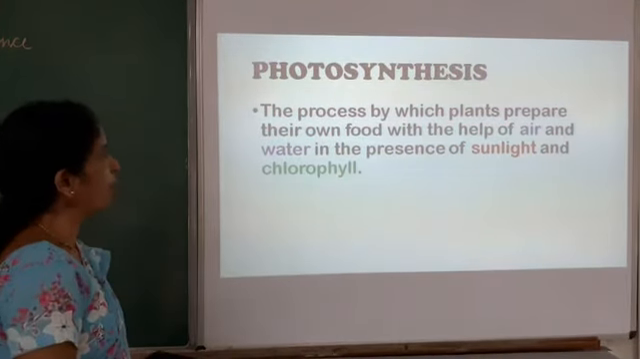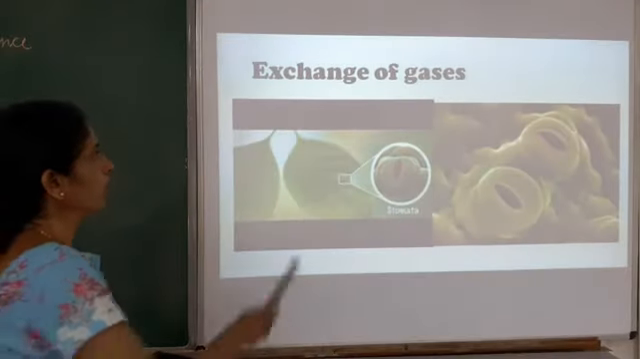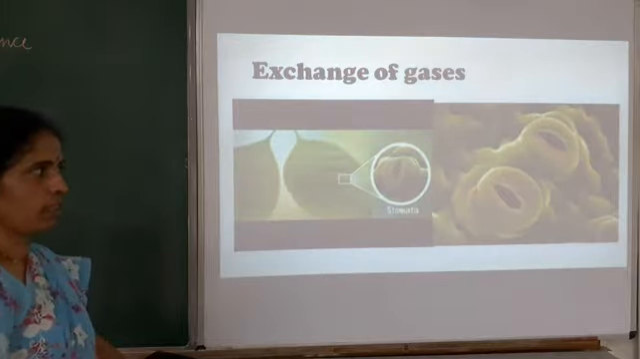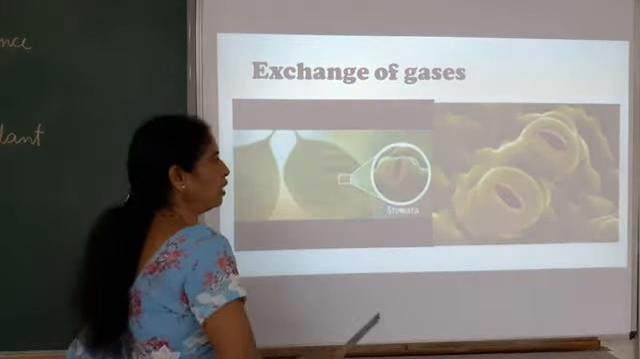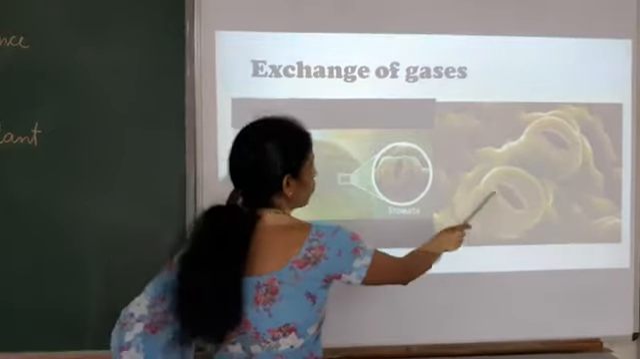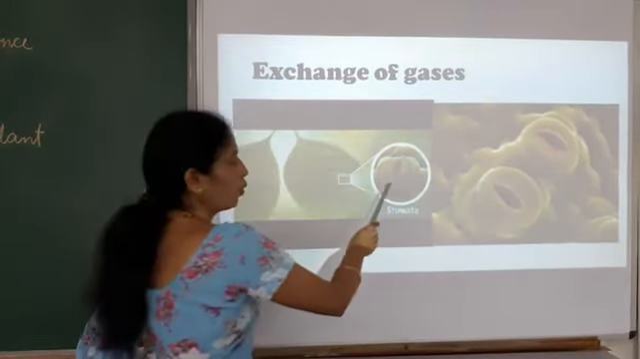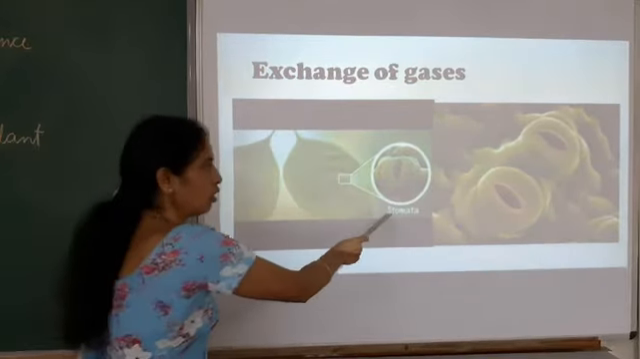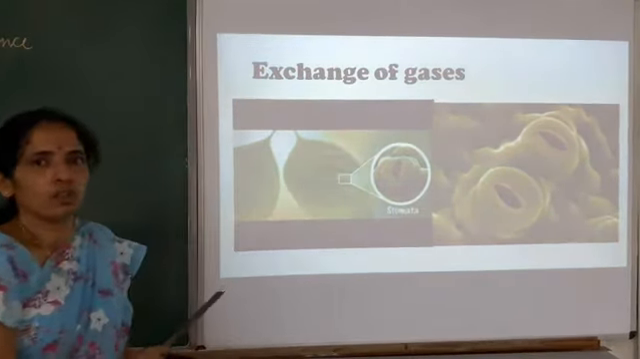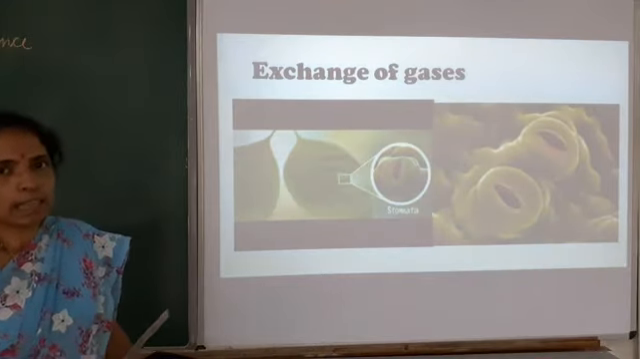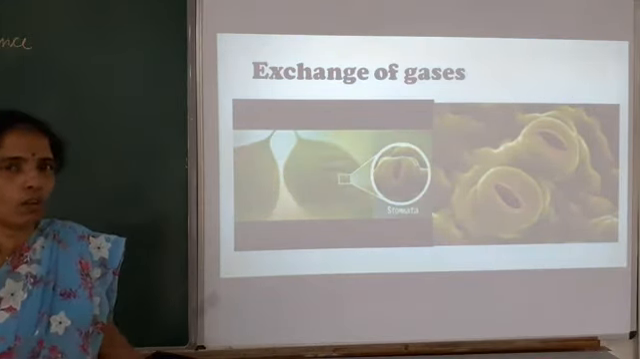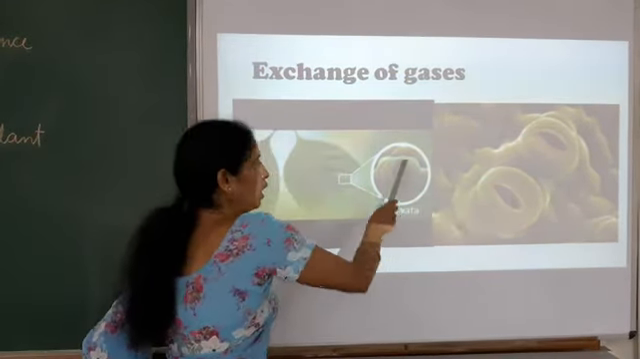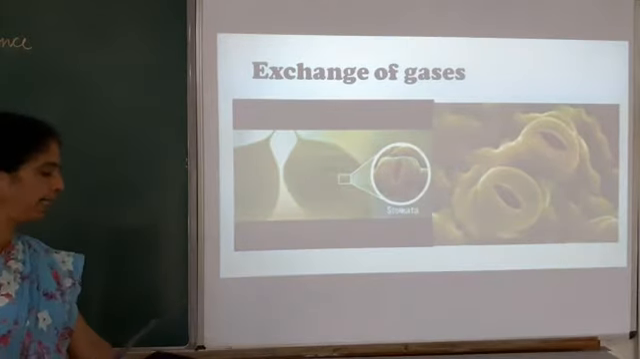Now the next function is exchange of gases. Exchange of gases takes place in plants through small pores. What do you call these pores, children? We have learned it in the first lesson. That is stomata. So the exchange of gases, like carbon dioxide and oxygen, takes place through these small pores called stomata.